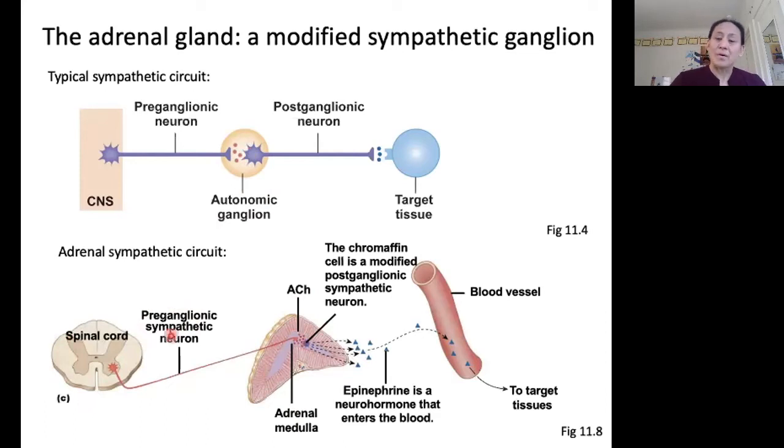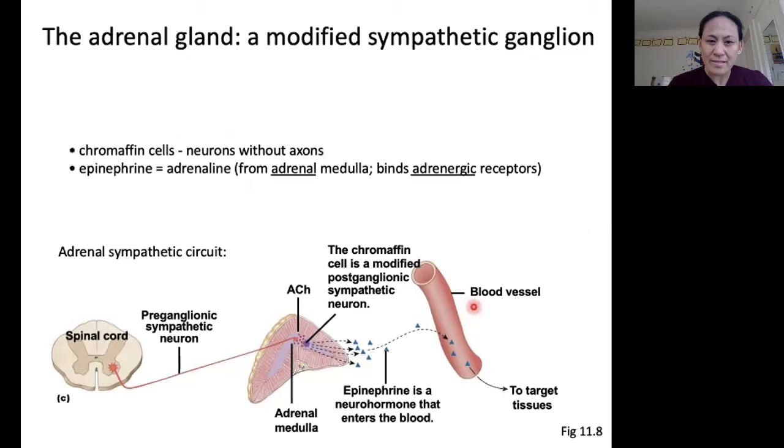Okay, so once the adrenal medulla receives input from the preganglionic neuron, what happens is that the preganglionic neuron stimulates these cells called chromaffin cells to secrete a neurohormone called epinephrine into the bloodstream. So instead of having a postganglionic neuron leading to the target tissue, with the adrenal medulla, we have these chromaffin cells secreting epinephrine into the bloodstream.